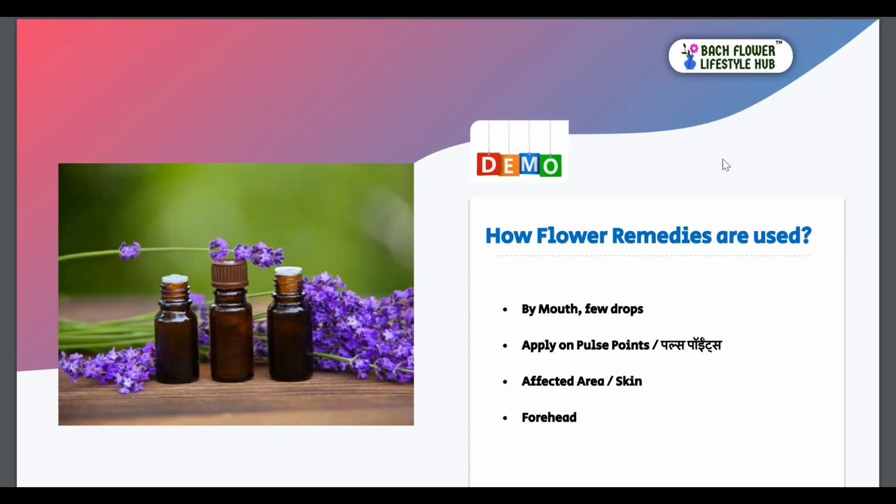We can also use it by applying it on our pulse points. We have different pulse points on our body, and we can simply rub the remedy on a particular pulse point, which can help us get out of the issue. There are also scenarios involving skin issues, psoriasis or eczema. In those cases, these remedies can also be applied on the skin or in the form of creams. And on our forehead, where we apply the chandan, these remedies can also be helpful, especially for kids or children. We can use it that way also.